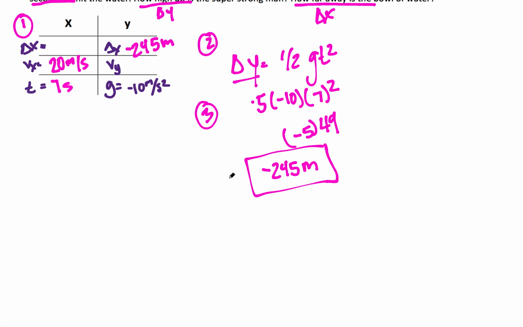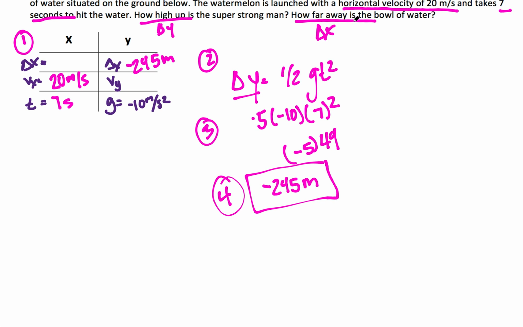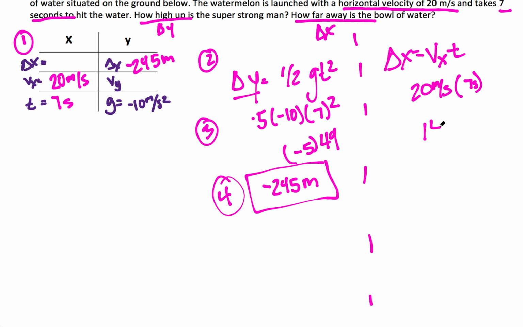Okay, so the last part is to box your answer with the units. All right, now let's solve for delta x. Delta x is equal to velocity x times t. And we know velocity x, it's 20 meters per second. And our time is 7 seconds. So 20 times 7 is 140. And our delta x is 140 meters.